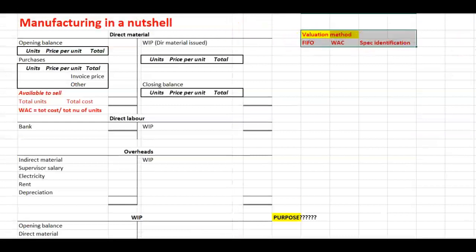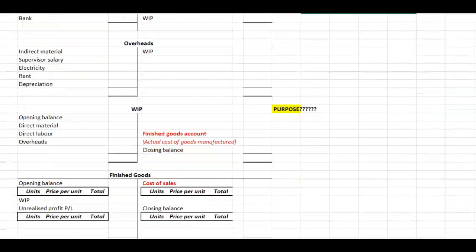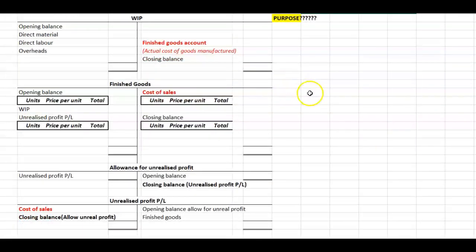So again, what do I have to do before I can work out cost of sales and before I can work out closing inventory? I need to know the valuation method that is applicable. So we're going to ignore unrealized profit for the moment. I'm going to talk about that right here after. Let's assume in the first instance that there are no unrealized profits applicable here.